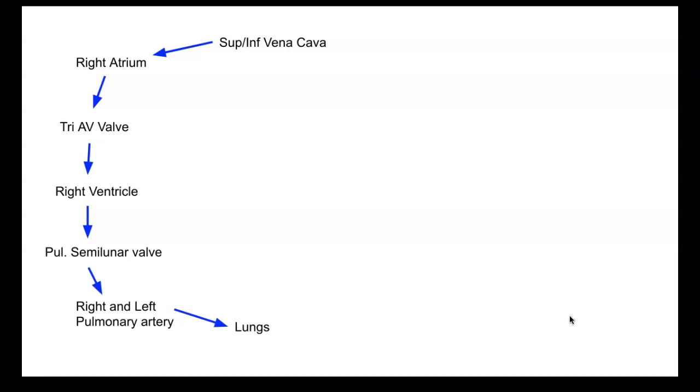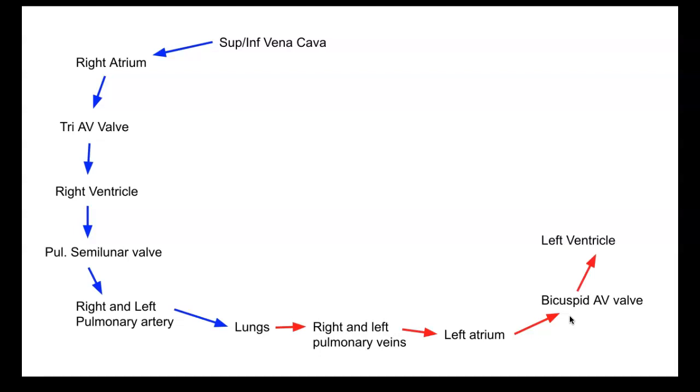And in the lungs, we will do gas exchange, so carbon dioxide and oxygen will exchange in the alveoli of the lungs. And we now have oxygenated blood. That's why I'm using red now. So we're going to go back to the heart using the right and left pulmonary veins, which leads to the left atrium. We go through the bicuspid AV valve to the left ventricle, and the left ventricle will send blood up through the aortic semilunar valve into the aorta.